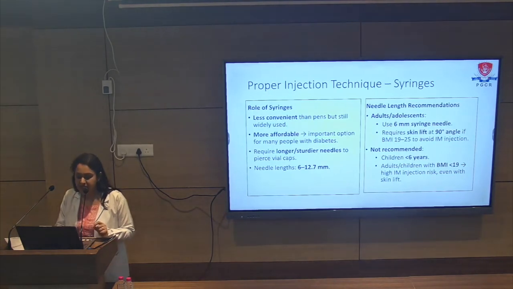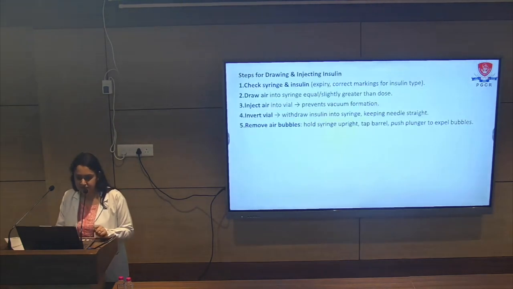We require a skin lift at a 90-degree angle if the BMI is 19 to 25 to avoid intramuscular injection. It is not recommended for children less than 6 years, and adults or children with BMI less than 19, because of high intramuscular injection risk, even with skin lift.